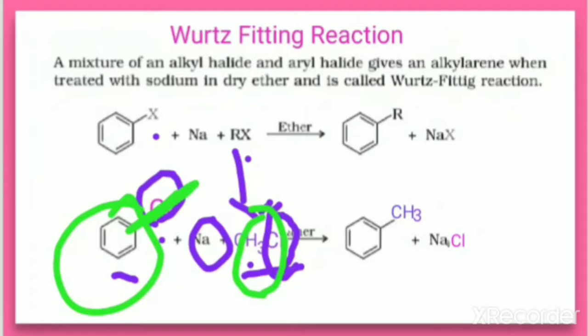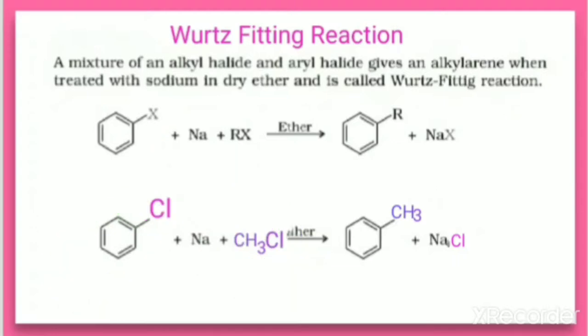So the binding always takes place from that side. You can check the structure here. The CH3 gets bound on this side. So this is called the Wurtz-Fittig reaction. Now why is it called the Wurtz-Fittig reaction?